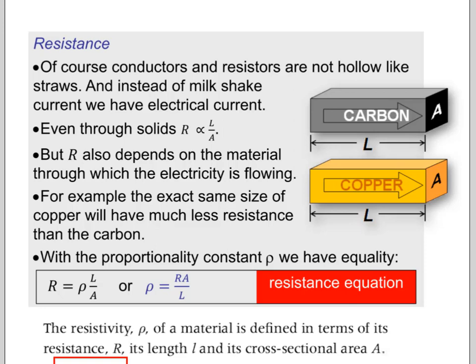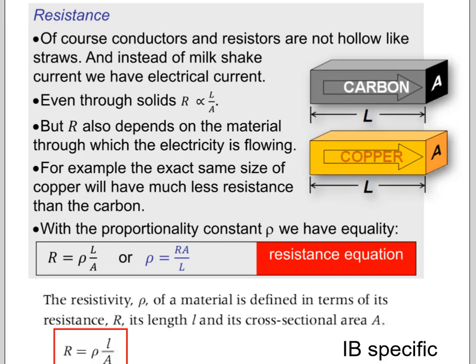Resistance is also based on what the materials involved are. So we've talked about conductors and insulators, but not all conductors behave the same way. This is definitely an IB specific concept. This is called resistivity. The resistivity depends on the materials. There's a little expression down here, and this little symbol here, rho, is the resistivity of a material.